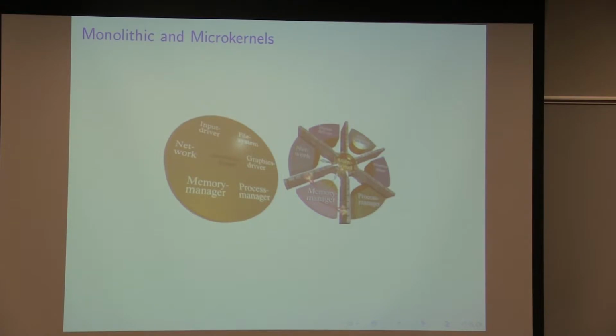So these are kind of like the tail ends of a spectrum. Really, a lot of operating systems are somewhere in between. Linux is more on the monolithic kernel side, because all the drivers live inside the kernel. Windows is actually closer to a microkernel, along with OS X. So it's kind of the whole spectrum.